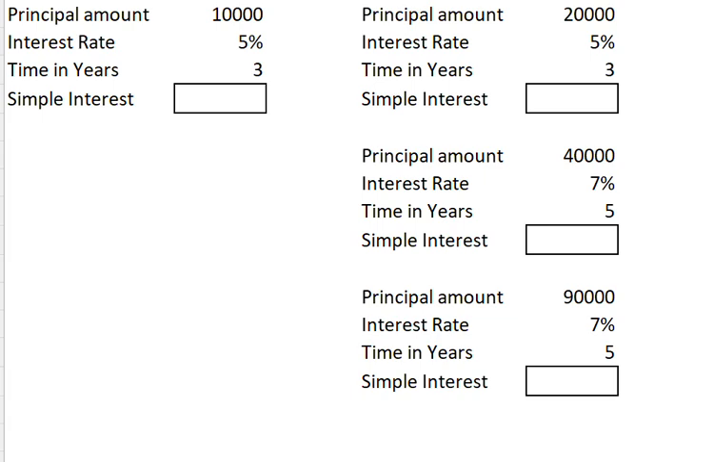Hello everyone. So today we will learn how to calculate simple interest, compound interest, future value and present value using the Excel functions.